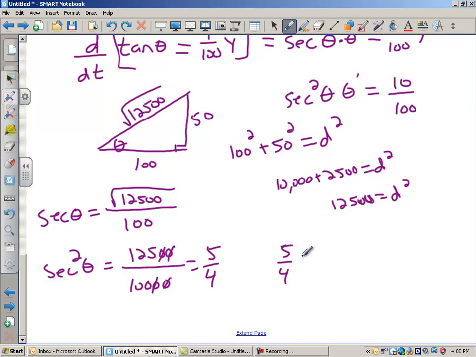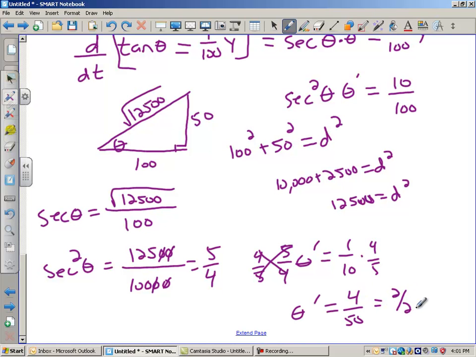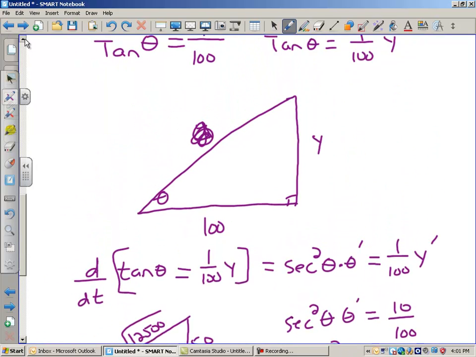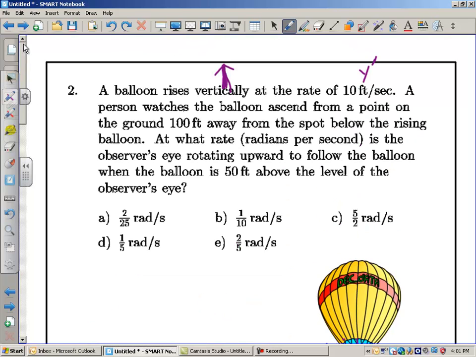So 5/4 times theta prime equals 1/10. Multiply both sides by 4/5, and we get that theta prime is 4 over 50, which is 2/25 radians per second. That answer is right there.